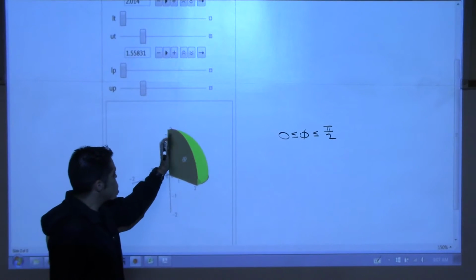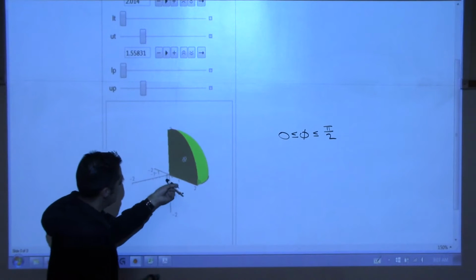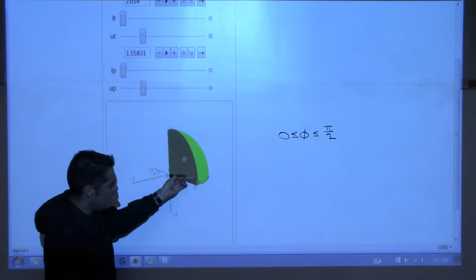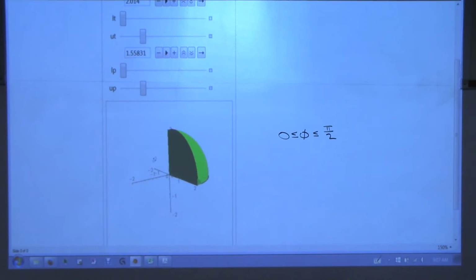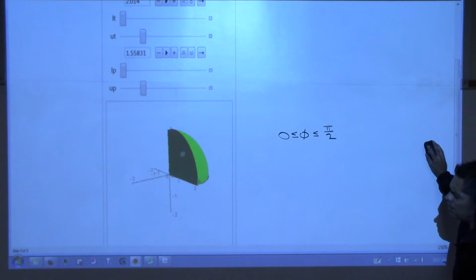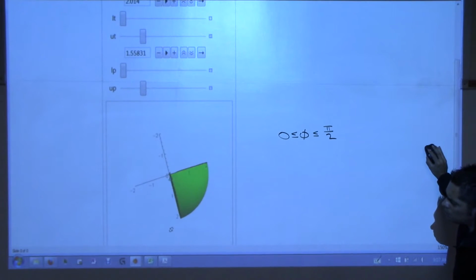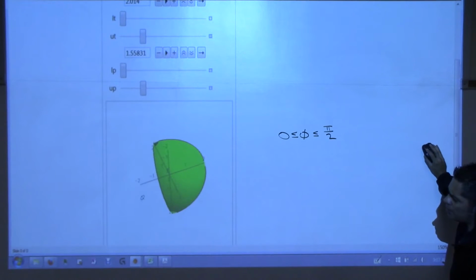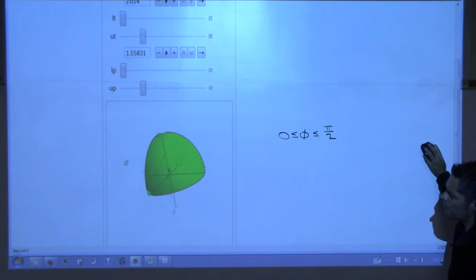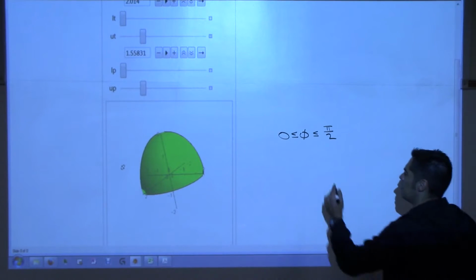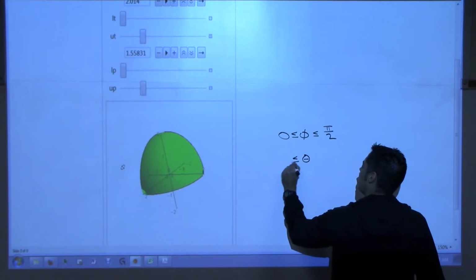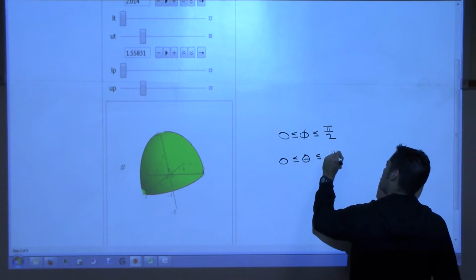So phi is between 0 and pi over 2. And then my theta is the angle on the ground here. And again, I am only in the first octant. So if I look at it from the top, I can see the angle. This is the x-axis. I'm swinging over towards the y-axis. So that again is a quarter rotation, that's going to be pi over 2. So theta is between 0 and pi over 2.